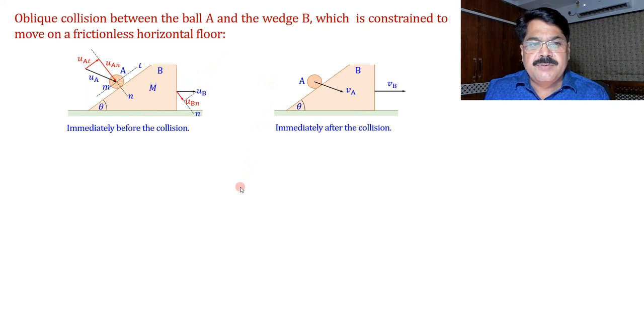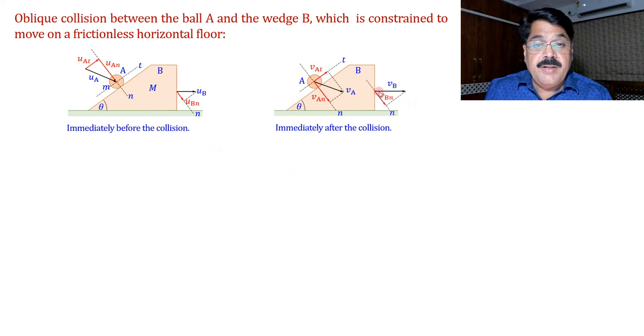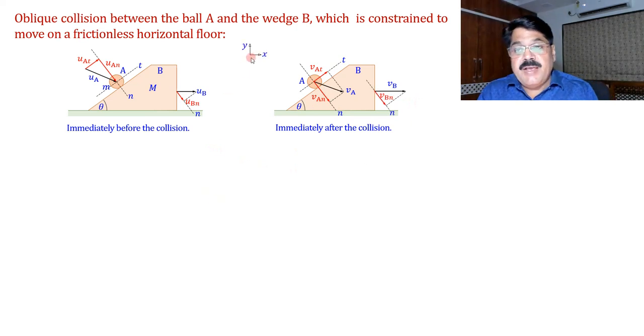the T component of the velocity of the wedge, because the wedge's T component is not going to matter. It is the T component of the velocity of the ball which remains continuous, or it will not change. So we resolve this here. But for the N component we need just to write the coefficient of restitution. Here we resolve this VAT and VAN. Similarly, VBN. And now we resolve along the x and y axis.